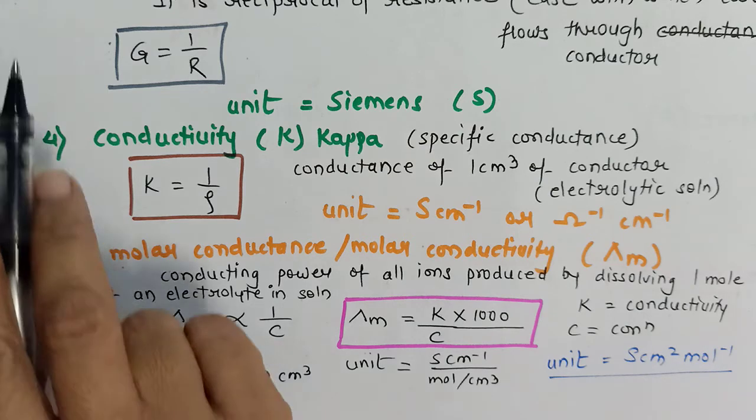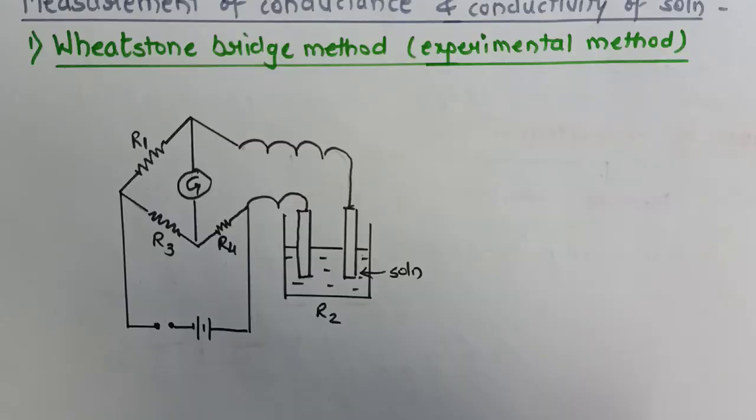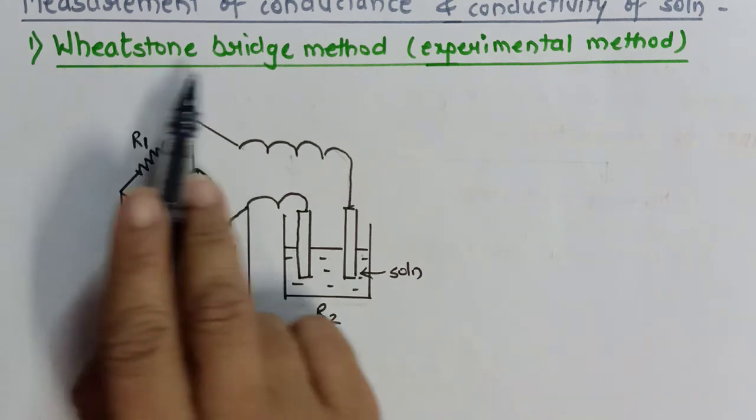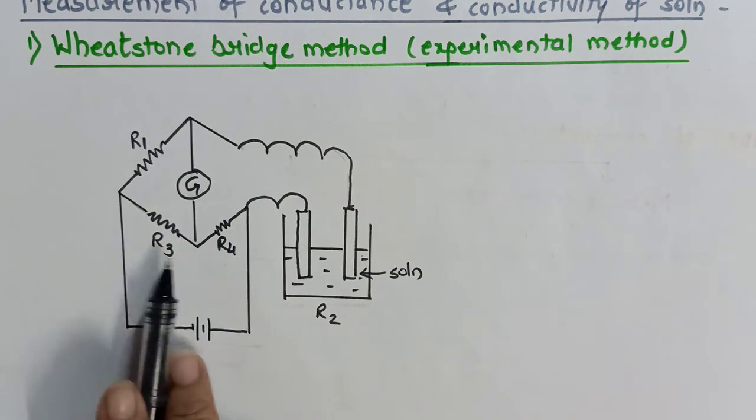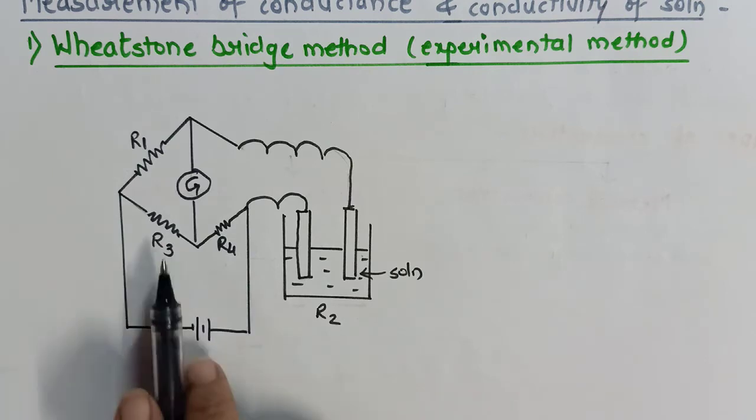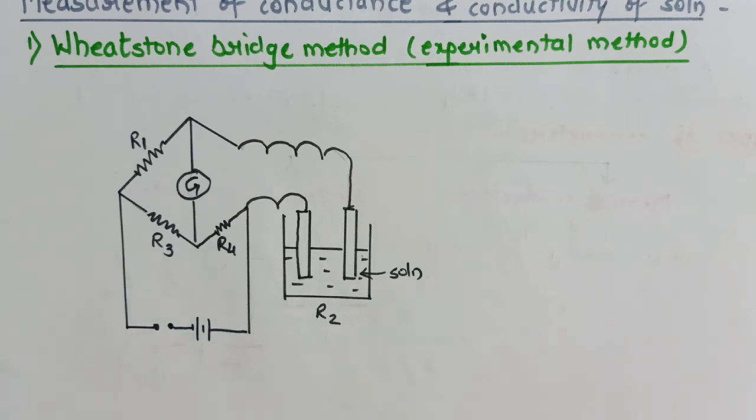Generally speaking, how to calculate conductance or conductivity? There are different methods available for that, and we'll be discussing that now. The conductance and conductivity of a solution can be measured by 2 methods. Here is the first one, the Wheatstone bridge method, which is an experimental method. Now, Wheatstone bridge you have already discussed in physics. This is an arrangement showing a Wheatstone bridge, where R1, R3 and R4 are different resistances, and R2 is the resistance of the solution whose resistance we need to determine. So R2 will be determined in this case.